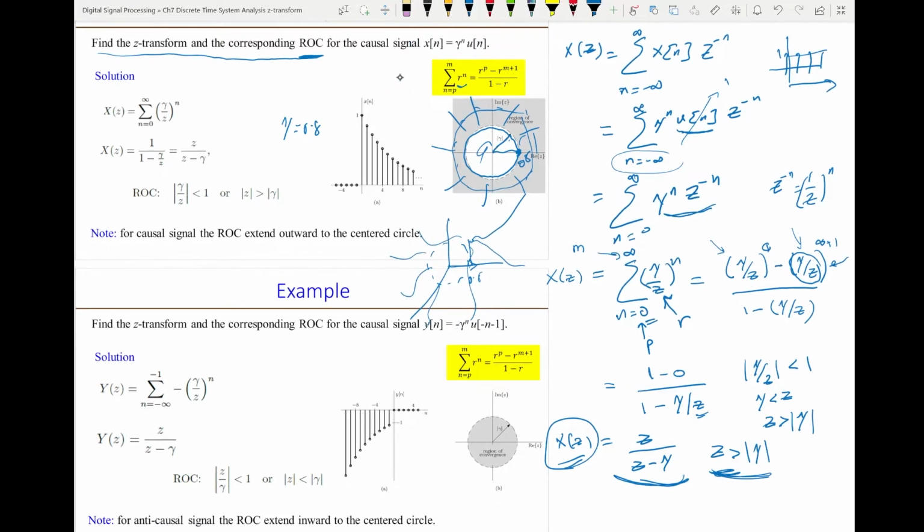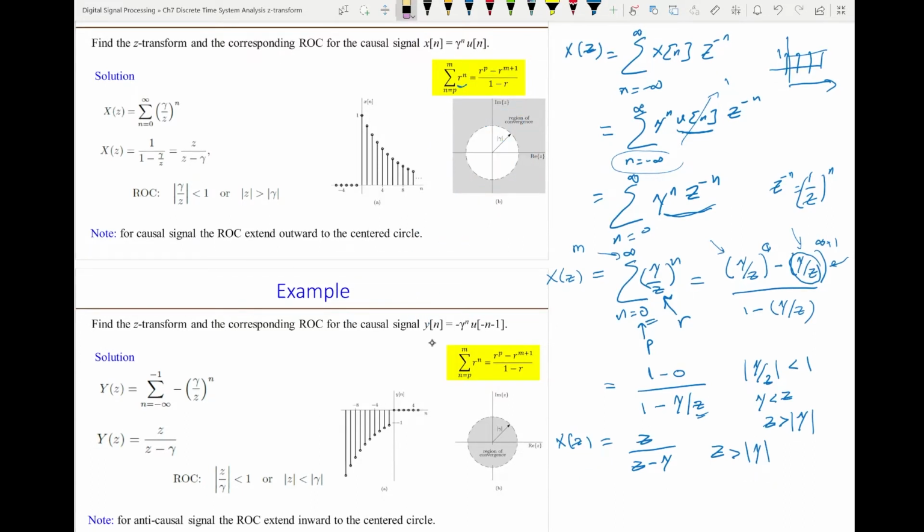Okay, let's take another example just to show you the importance of the region of convergence. Let's clean up. Let's define y of n to be gamma to the power of n, but it is anti-causal. That means it only exists for negative values of n. For positive n, it's 0. For negative n, it has values. And this plot will depend on the value of gamma. And I need to find the region of convergence. So let's clean up and start solving this problem.